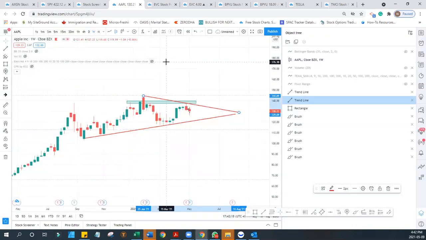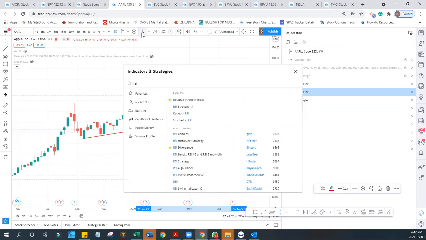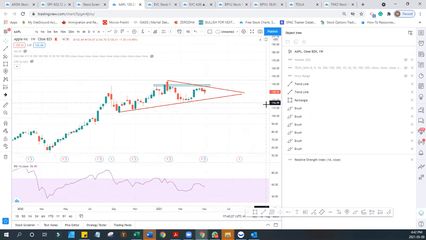Okay, Bollinger Band, I don't need it. RSI. You cannot use more than 3 indicators if you are on the free version, which I'm using. That's why it's not allowing me.